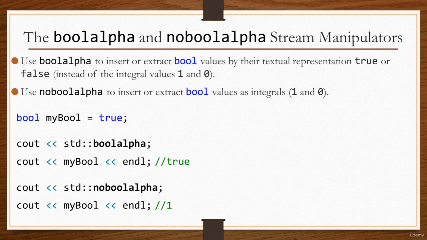I'm just demonstrating that by qualifying boolalpha to the standard namespace using std and the scope resolution operator. If you do using namespace std at the top of your file, then you don't have to do it in this way. I'm going to do cout, the stream insertion operator, and the boolalpha. Then if I do cout, the stream insertion operator, myBool, I will get true instead of 1 in the console. Then I can basically turn that flag off again, so I do cout noboolalpha, then I can do cout myBool again, and then I'll get 1. Of course, in the case where myBool is initialized to false, this code will print out false and 0.